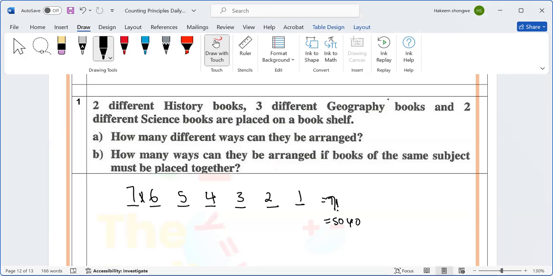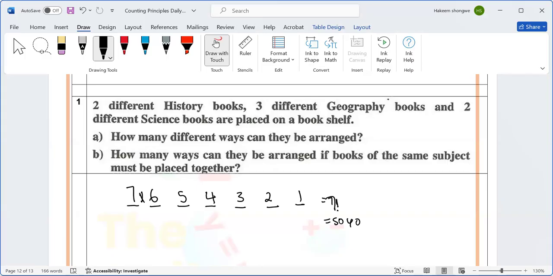As a learner, when you're arranging these books, you might say, I don't want to just arrange them at random. I want to make sure that the history books must be together, the geography books must be together, and the science books must be together. Because they're saying, in how many different ways can they be arranged if the books of the same subject must be placed together?